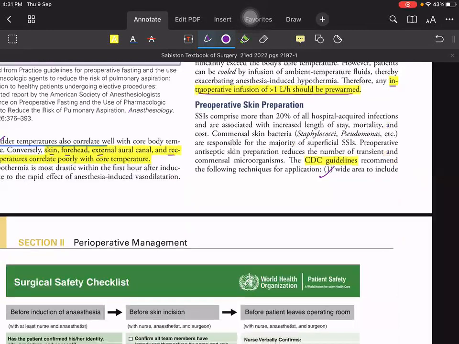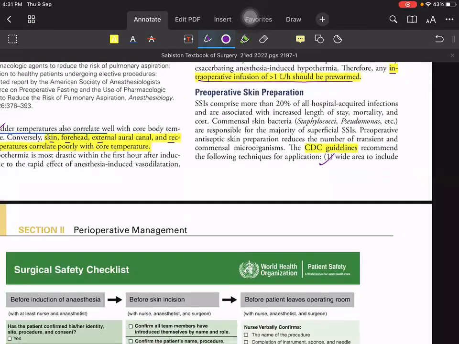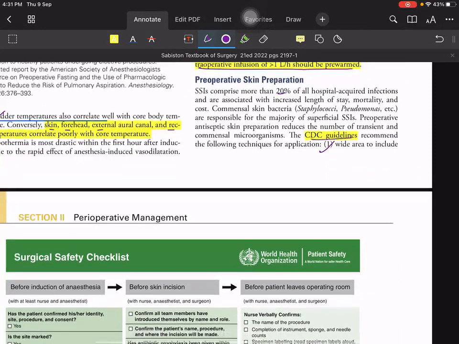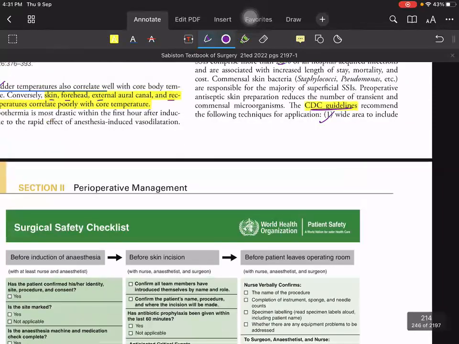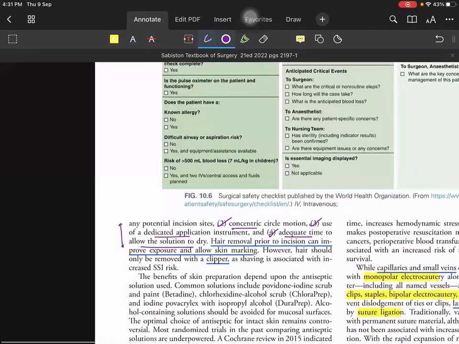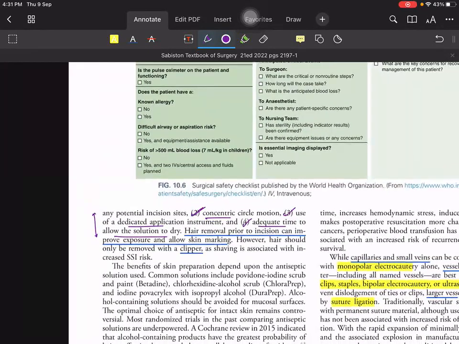So what about preoperative skin preparation before incision? They're telling that SSI is more than 20% of hospital-acquired infections. So what are the CDC guidelines? 1, 2, 3, 4: use a wide area to include many potential sites, and use a concentric circular motion while painting and draping. Use a dedicated application instrument and allow adequate time for the solution to dry. These 4 are the CDC guidelines. This can also be asked as an MCQ.